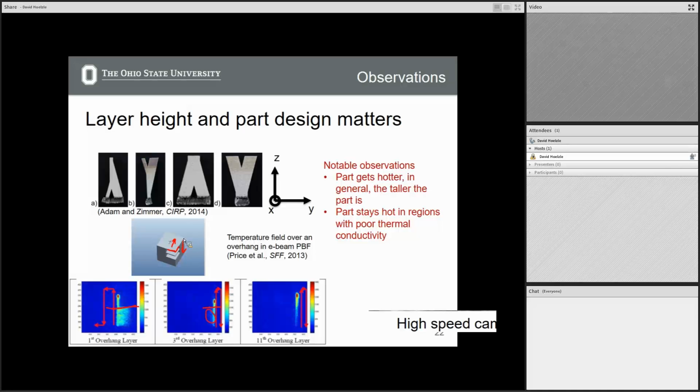Yes? Are there any rules of thumb for how thin a part should be if it is overhanging? Because I assume at some point there might be a problem with the overhang.